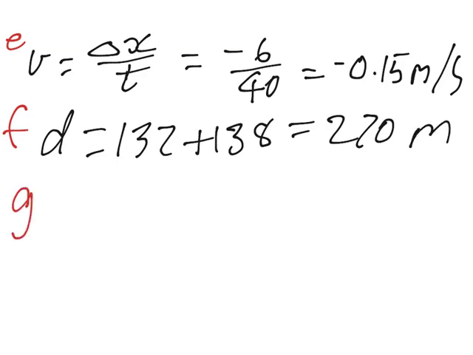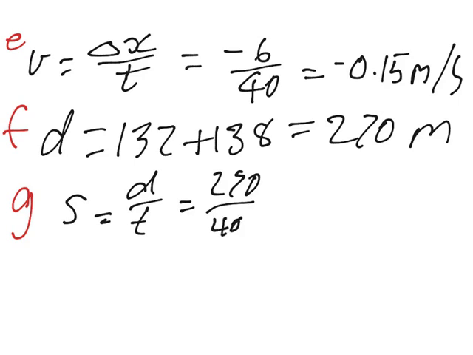And then finally G asks us the average speed. Speed is distance over time, and the distance is 270, the time is 40, and so you get 6.75 metres per second when you do that calculation.